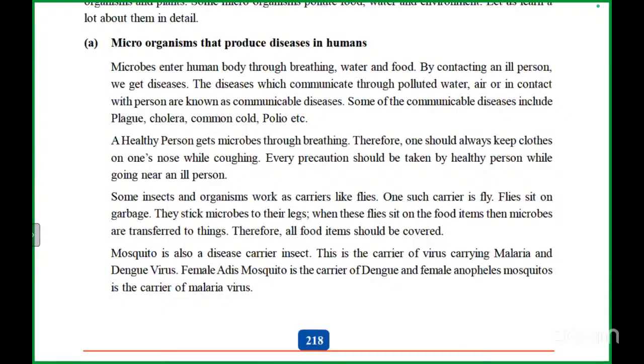So we should always keep food items covered. We should not eat food items which have flies sitting on them, because it may contaminate them. We should cover food items at home also and keep them away from flies. Mosquitoes are also disease-carrier insects.